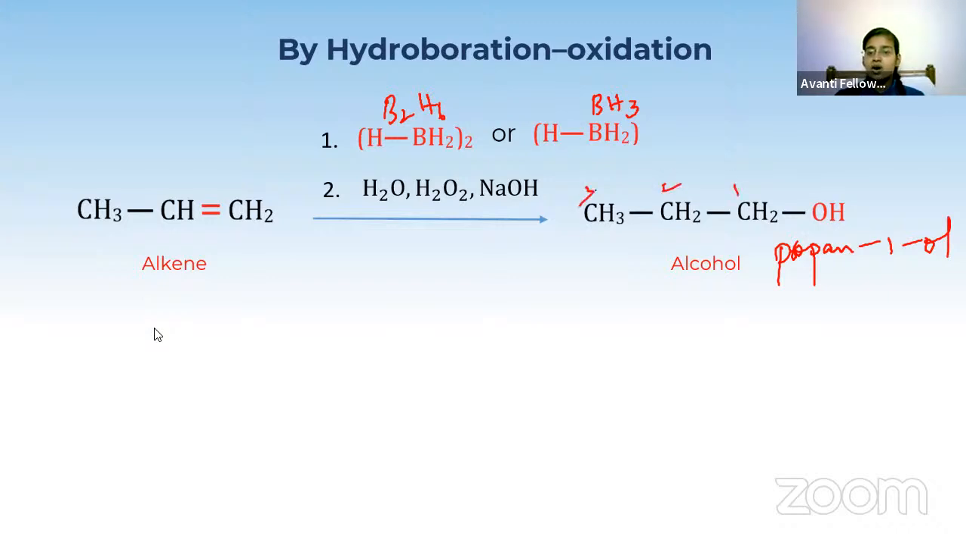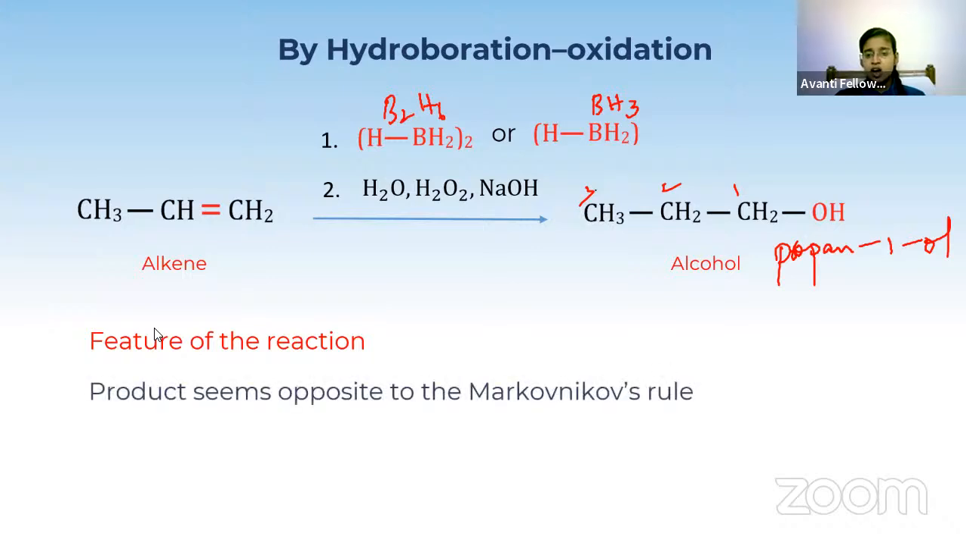Propan-1-ol. In the previous case, we got propan-2-ol from propene, and here I am getting propan-1-ol from propene. So what is the feature of the reaction? It is the opposite. The product seems opposite to Markovnikov's rule. In hydroboration oxidation, you have to use anti-Markovnikov addition, and in the first case, you have to use Markovnikov's addition.